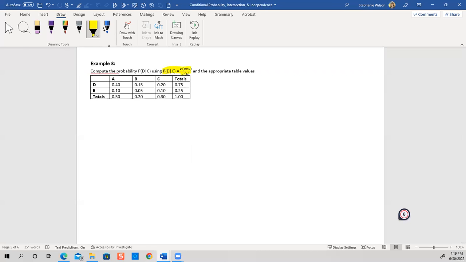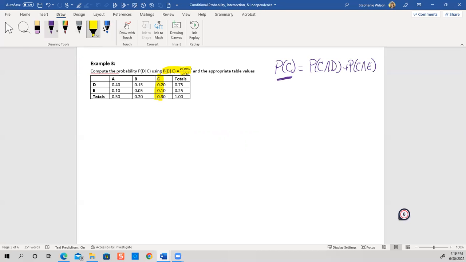And we are given this table we're going to use as well. So let me write down some formulas. We know that the probability of the event C is equal to the probability of C intersects D plus the probability of C intersects E. And why are we including E? Because we're talking about the probability of C. That means we have to factor in everywhere it is at. And C is in this column right here.